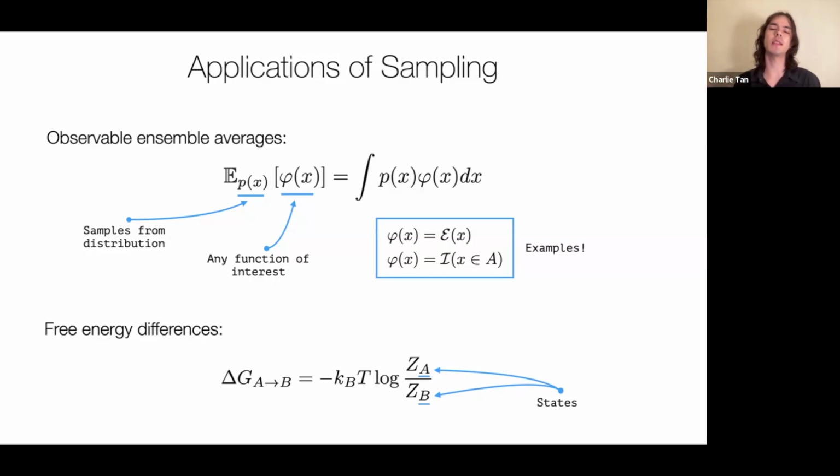And here we have two different states, A and B, so it could be bound and unbound, and we've computed these restricted normalization constants, and this free energy difference will tell you how thermodynamically favorable these states are relative to each other, and can be used to compute things like binding affinities, which are helpful.